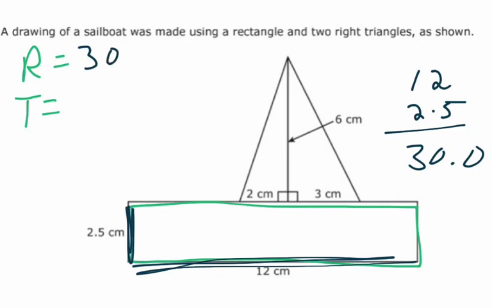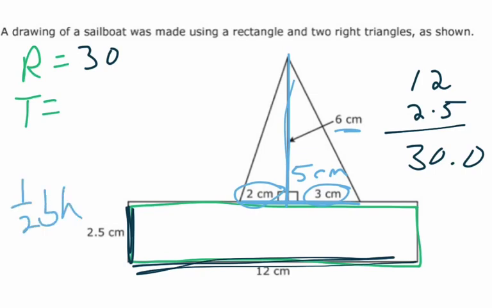The triangle looks tricky. It's really not. The base is right here, so the base has 2 and 3. Well, that's 5 centimeters long. And then the height is 6 right over there. So area of a triangle, remember, triangle area is 1/2 the base times the height. So 5 times 6 is 30. Half of it is 15. So that is the area of the triangle.